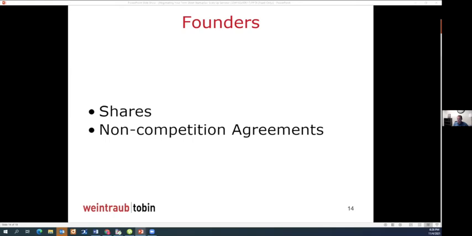Pre-seed, is it best to use a safe rather than the priced equity round? Most likely, almost all the time, if you're raising less than $200,000-$300,000, I would recommend using a safe instead of doing a price round. It's quite expensive to draft an entire set of documents for a price round, and usually unnecessary. And now with the new post-money safes, what that means is someone that's investing X dollars knows what percentage they're going to get in a company before they invest. So I would recommend doing that early on.